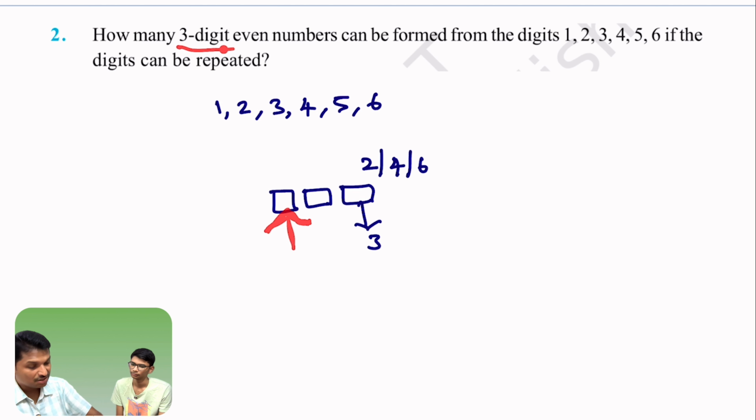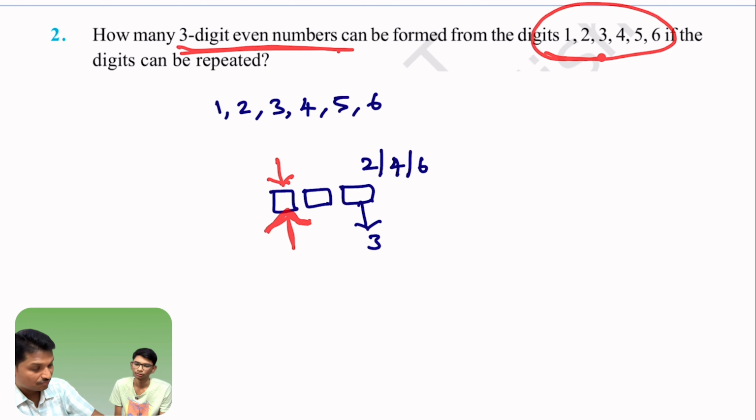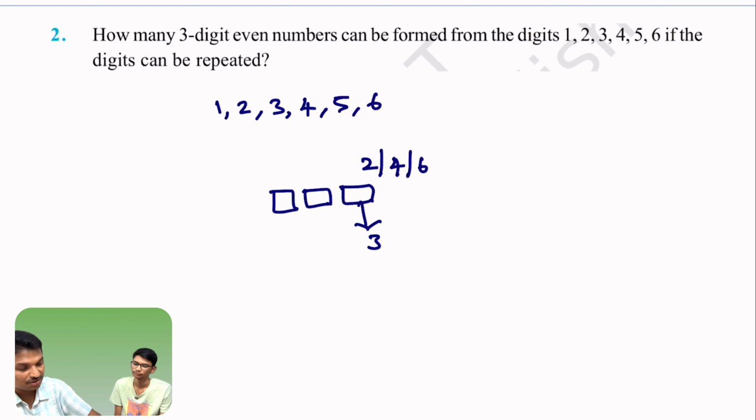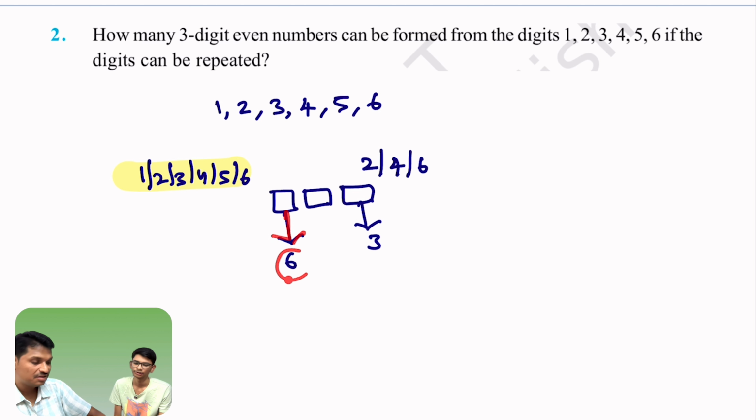You need to form a 3-digit even number. The first box can be filled in how many ways? 6 ways. What are those 6 ways? 1 or 2 or 3 or 4 or 5 or 6. So the first box can be filled in 6 ways. The last box can be filled in 3 ways. Now we need to fill the middle box, the second box.